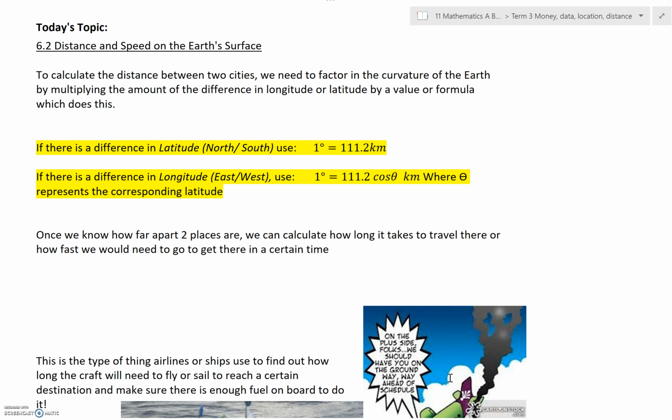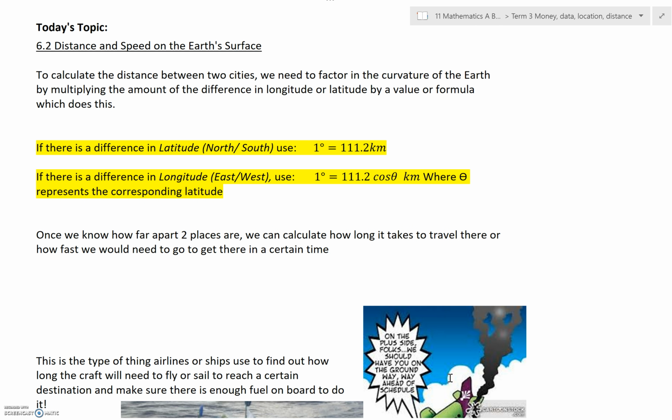And we do this by using a couple of formulas. What this does is multiply the amount of the difference in the longitude by that formula, and it takes into account that curve. So here are the two formulas. If there's a difference in latitude, in other words, there are two different places in latitude on the Earth's surface but the same longitude, you're going to multiply every degree of distance by 111.2 kilometers. And of course, we'll do examples in a minute.